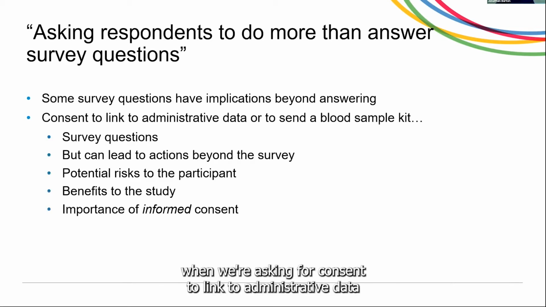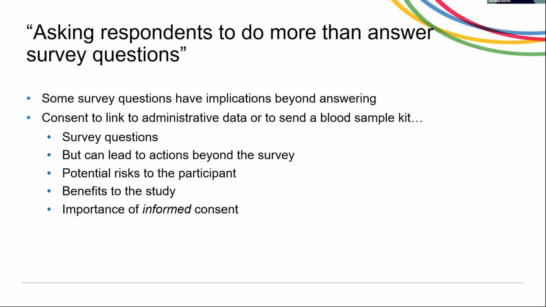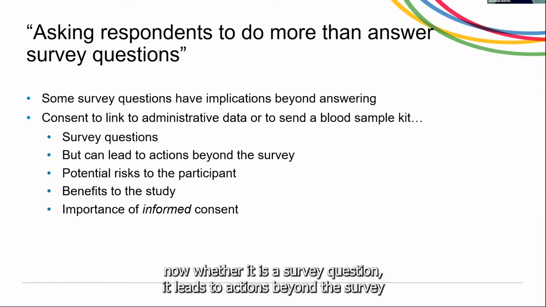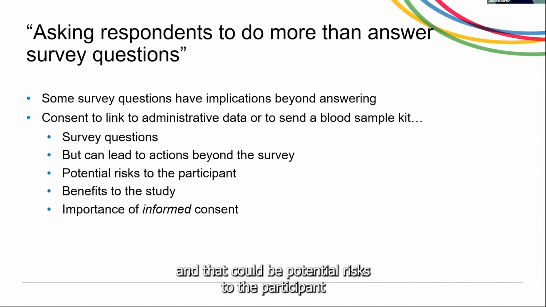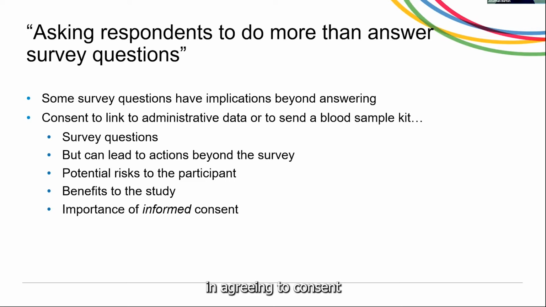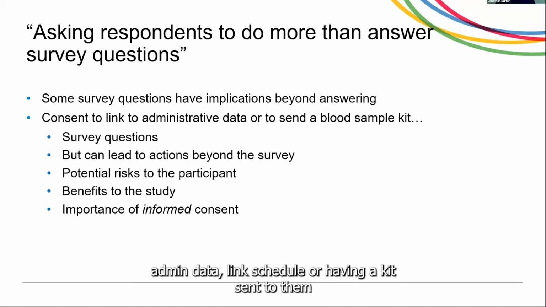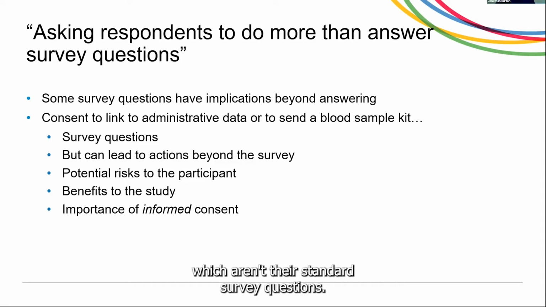When we're asking for consent to link to administrative data, to send a blood sample kit, then we're actually asking the participant to buy into more than just answering a question. So although it is a survey question, it leads to actions beyond the survey. And there could be potential risks to the participant in agreeing to consent to admin data linkage or having a blood kit sent to them, which aren't there for standard survey questions. And the risks tend to be to the participant, whereas most of the benefits are to the study itself. So it's an uneven exchange.